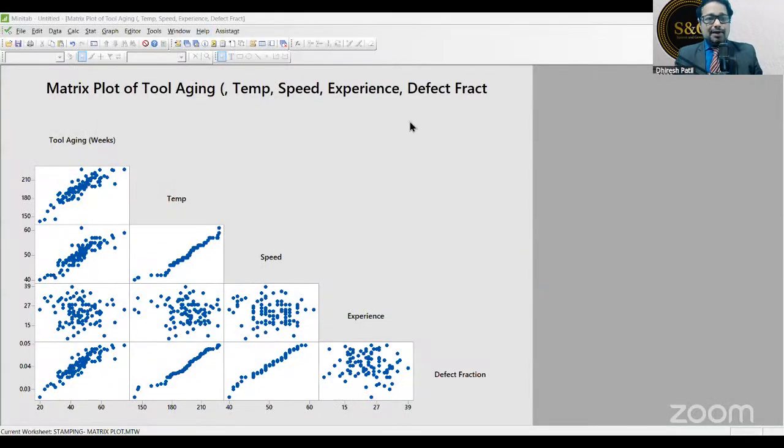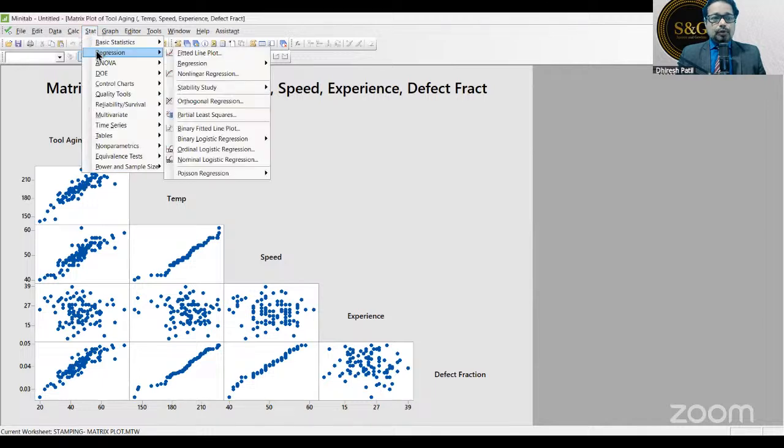So I just wanted to show something else. Now you also can make the payment right now and upgrade yourself. The link is already given. So the question is how I can take the equation from this. What is the equation? How do we get the equation out of this? So go to Stat, Regression.